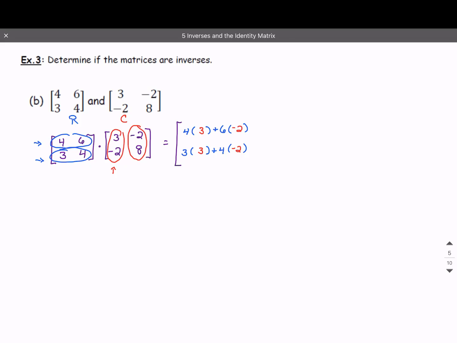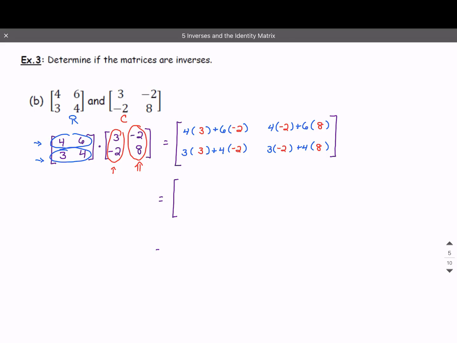Now I go to the upper right corner, and I'm going to use row 1 again, 4 times something plus 6 times something, but this time I'm in column 2, so I have negative 2, 8. When I move down, I'm in row 2, which is 3 times something plus 4 times something, and my second column is negative 2, 8. Now when I try to go up to the top again, I am out of columns, so therefore I'm done.